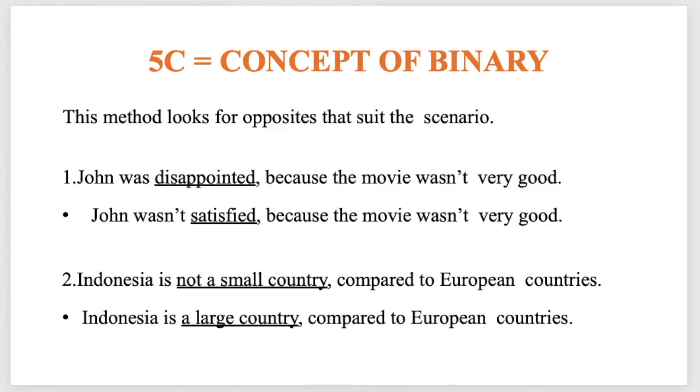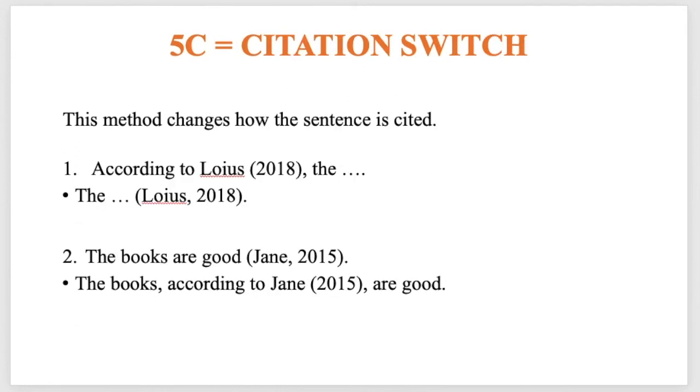Number three is the binary. This is the opposite that suits the scenario. Like John was disappointed, so we just put the opposite of disappointed: wasn't satisfied. Indonesia is not a small country becomes Indonesia is a large country. Okay, citation switch. This is very simple.